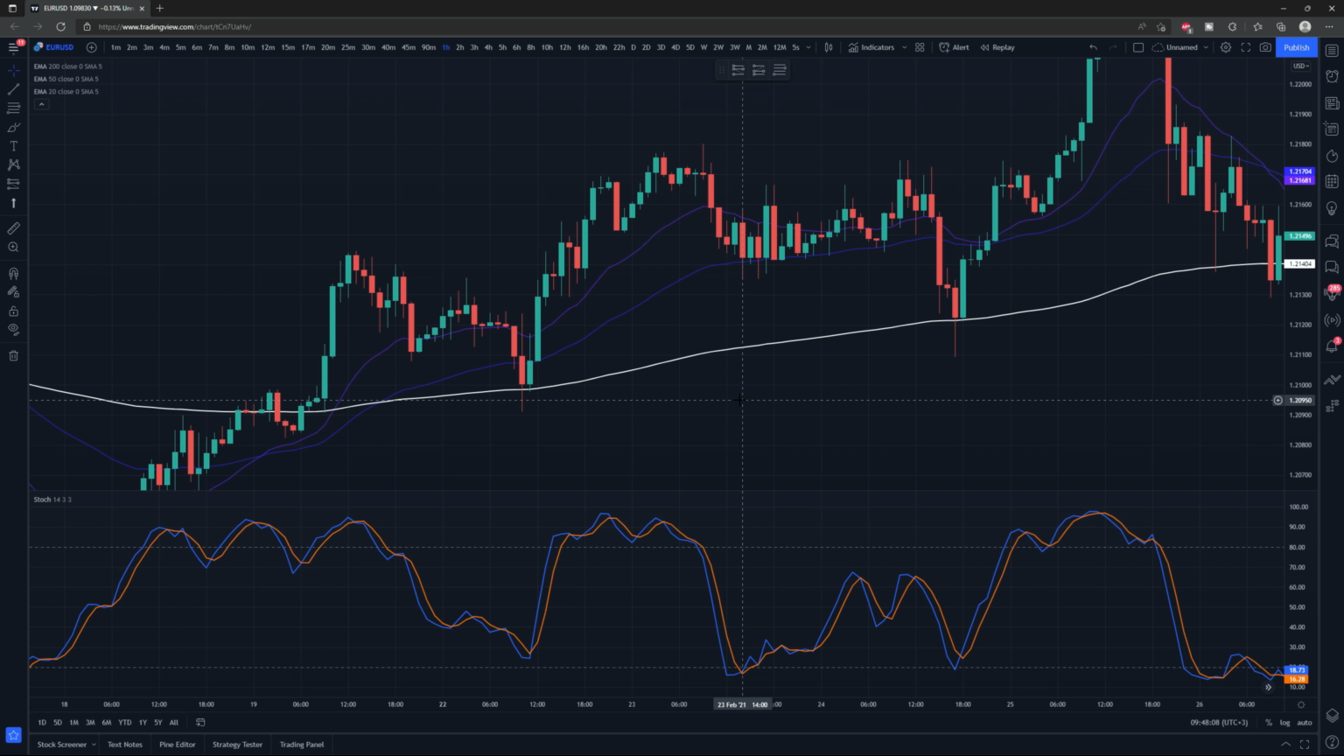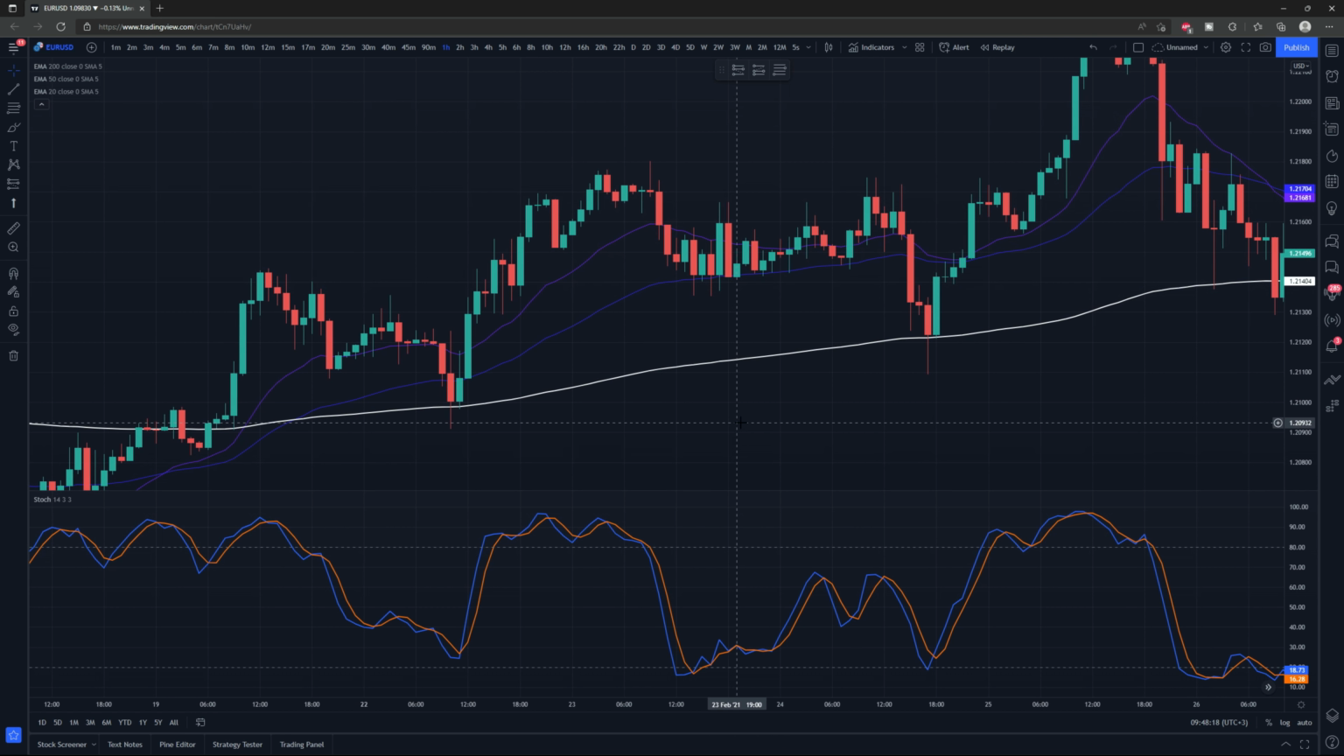And what is our main trend defined by? Well, we can define our main trend in many different ways, but what I want you to think about is price over the 200 EMA, that's going to be an uptrend. Is price under the 200 EMA, that's going to be a downtrend.